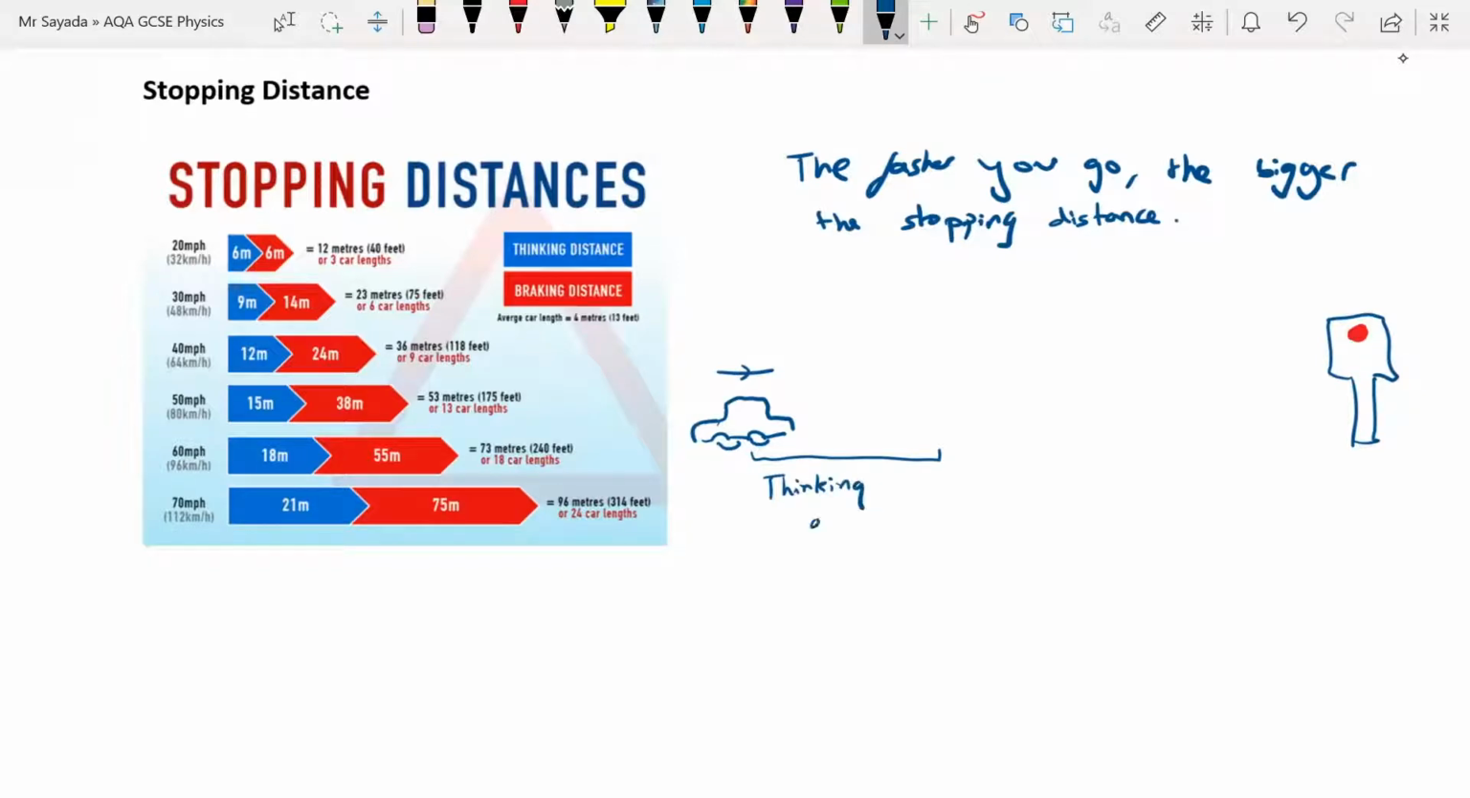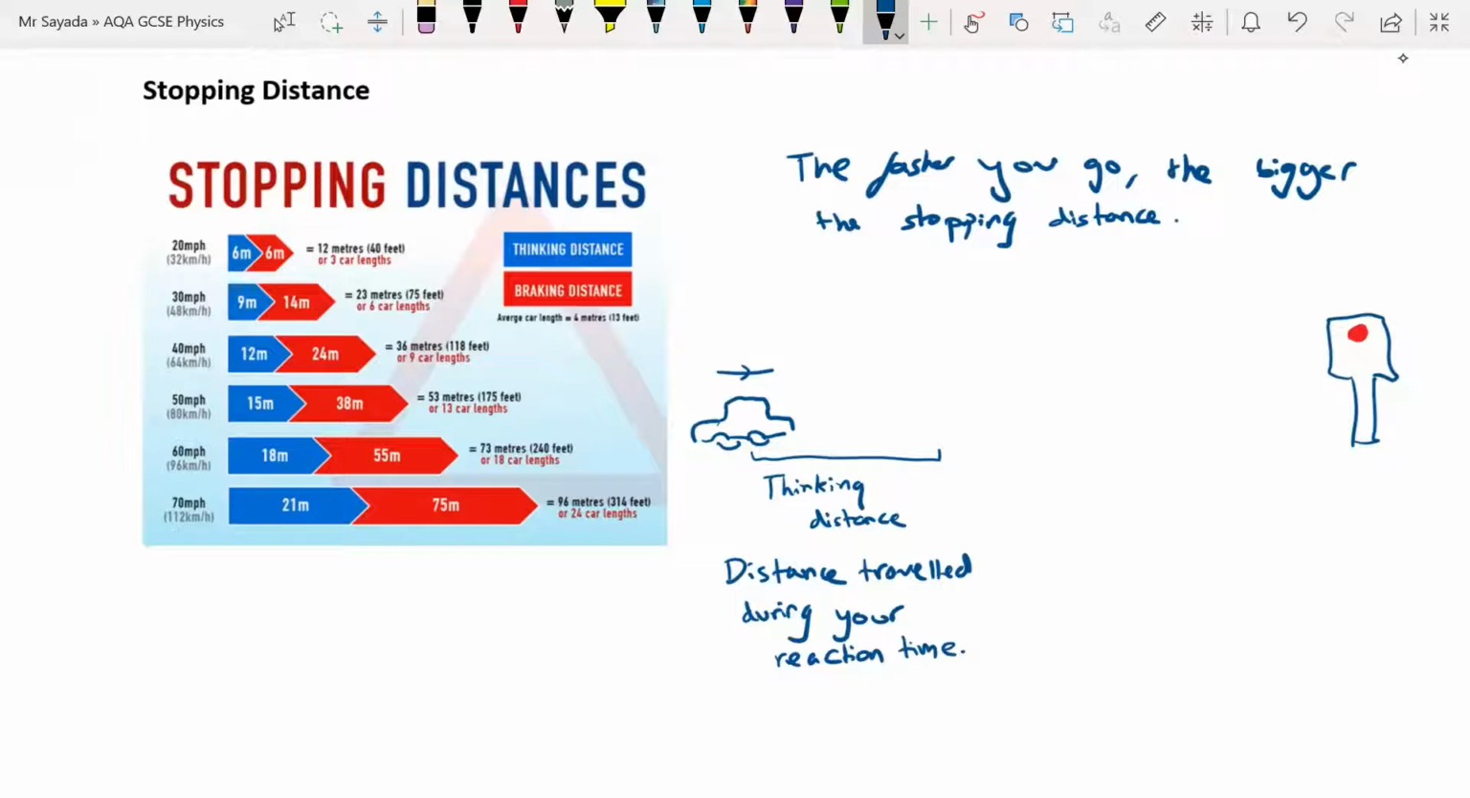So while you're actually reacting, and that can take half a second or so, you're still going to be traveling forwards in the car. So that's called the thinking distance. That's the distance traveled during your reaction time. So in the time it takes you to actually respond to the traffic light going red, you're not going to immediately put your foot on the brake as soon as the traffic light goes red.